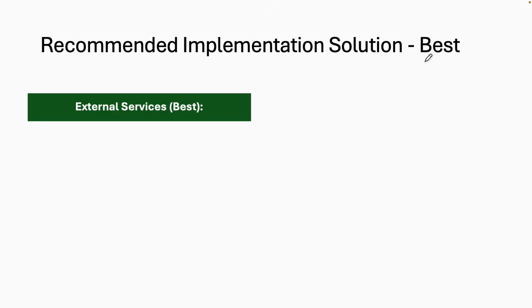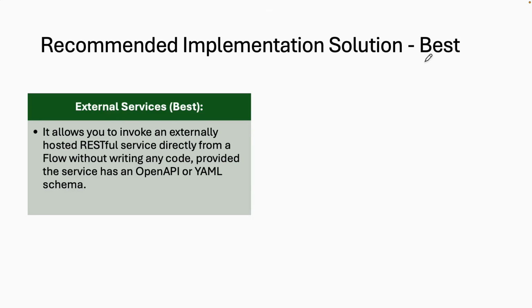So the very first thing that you should think of is whether the integration can be achieved with external services. External services means there are many services available which support the OpenAPI specification or the YAML schema. You can invoke all these kinds of API services from your flow directly. And the good part here is you don't have to write any code, right? In case your external system supports OpenAPI or YAML, then the first approach for the implementation that you should think of is the flow invoking this external service.